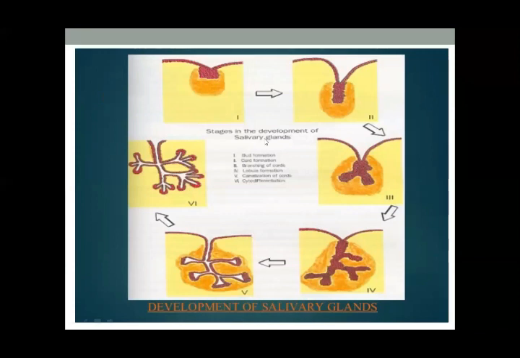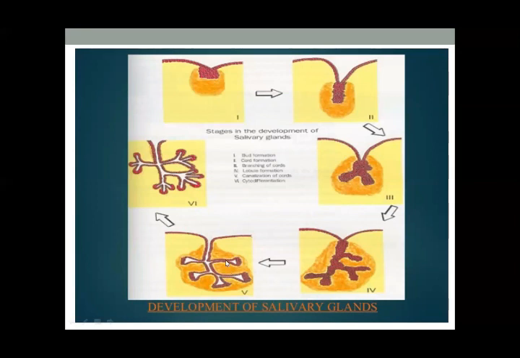Stages of the development of the salivary gland. First stage is the bud formation. Second is the cord formation. Third is the branching of the cords. Fourth is the lobule formation, and fifth is the canalization of the cords.